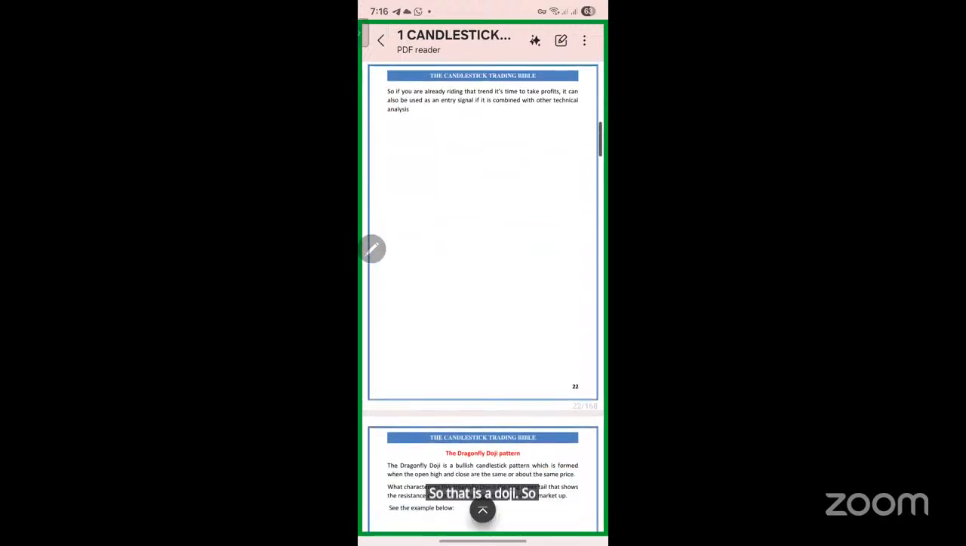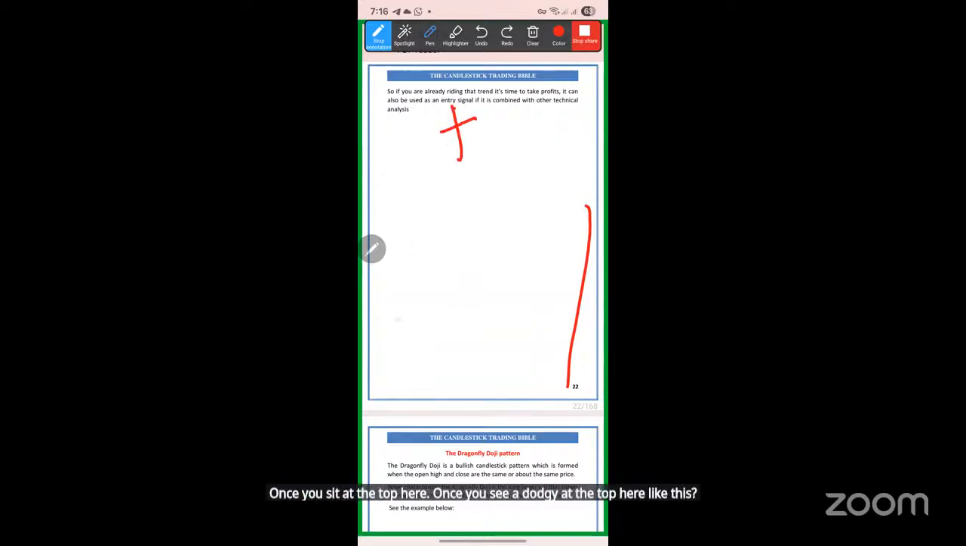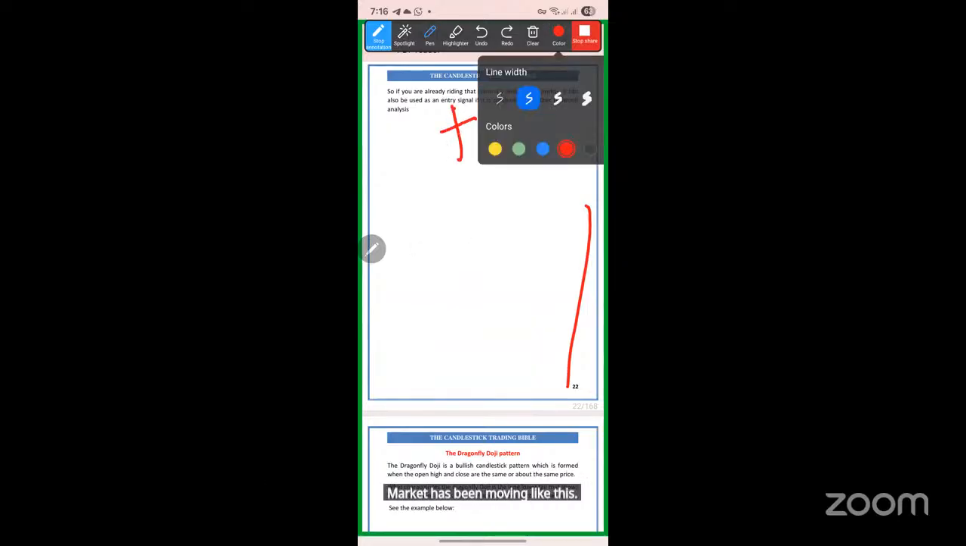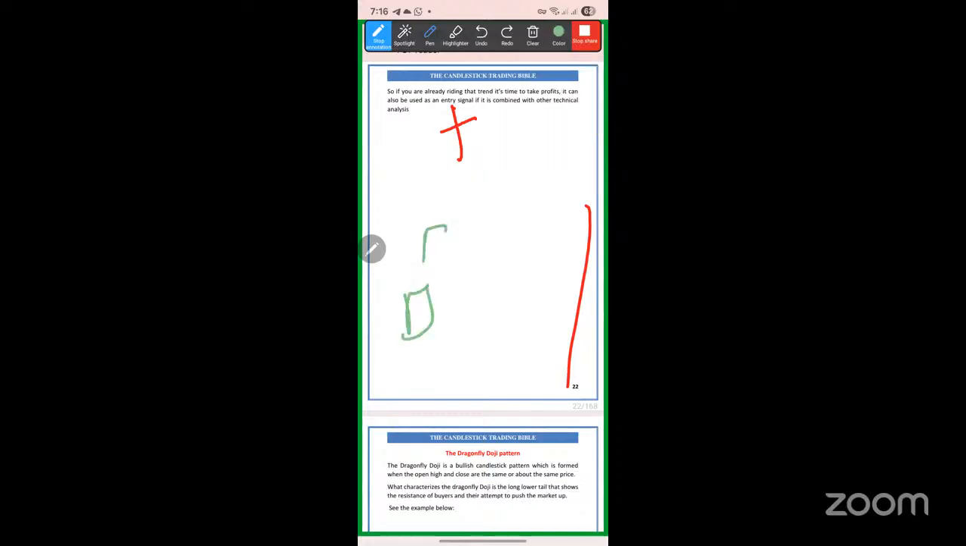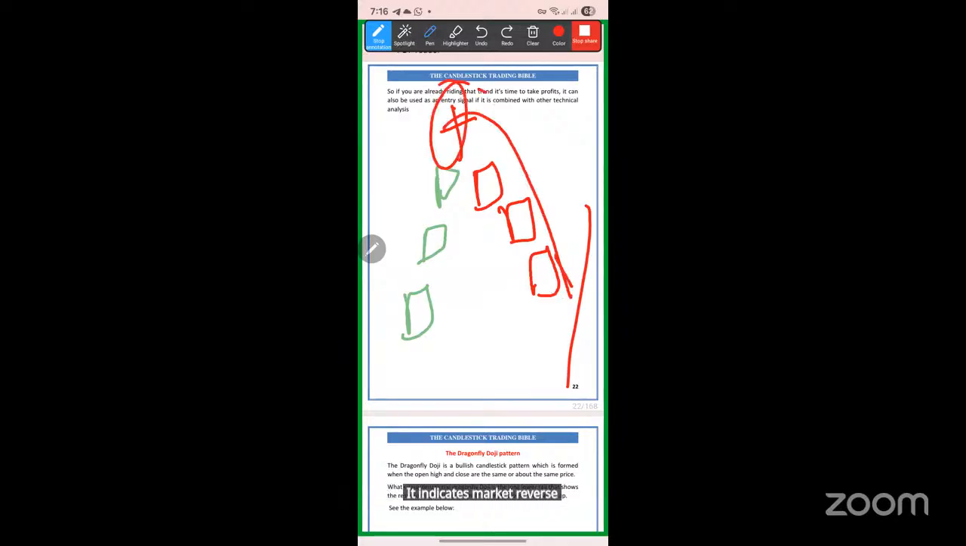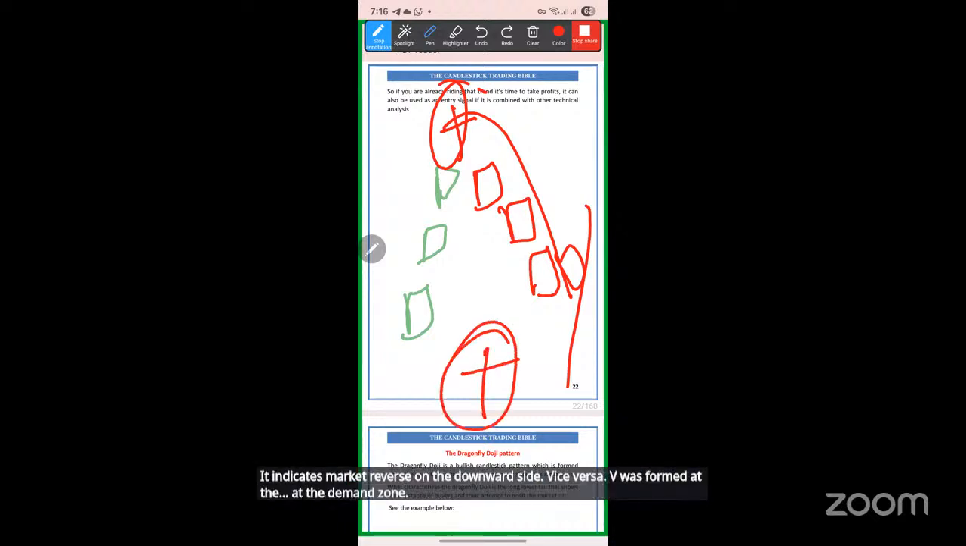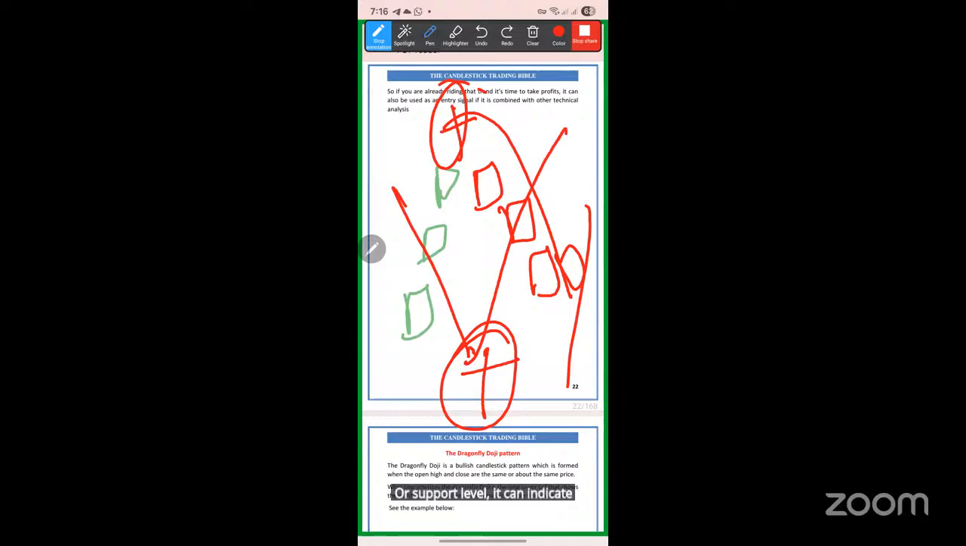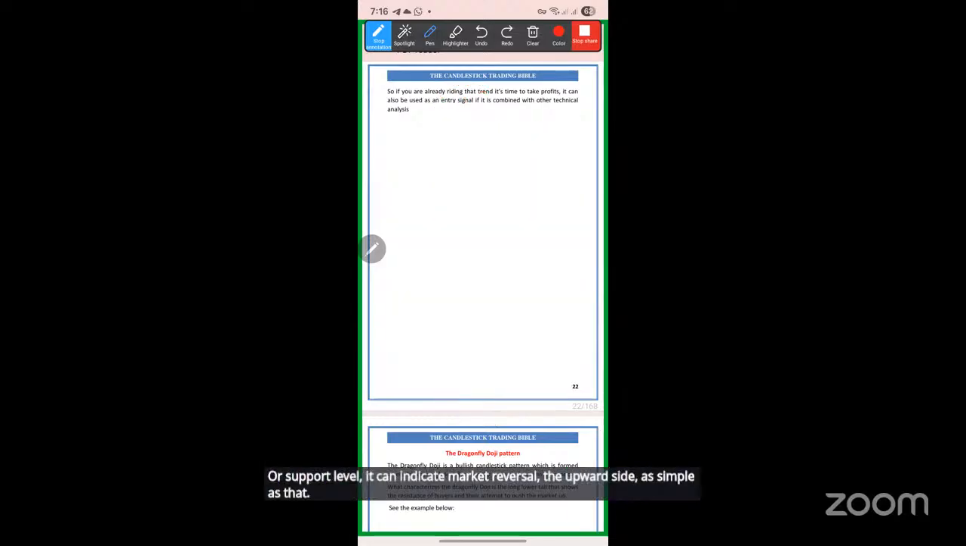So a doji can be formed in two ways. Once you see a doji at the top here like this, market has been moving like this, it forms a doji. Then afterwards, it reverses down. So once it is formed at the resistance, it indicates market reversal to the downward side. Vice versa, once formed at the demand zone or support level, it can indicate market reversal to the upward side. As simple as that.